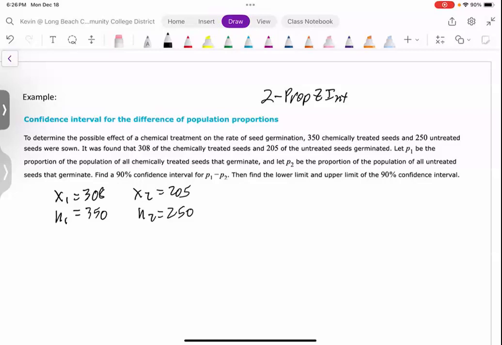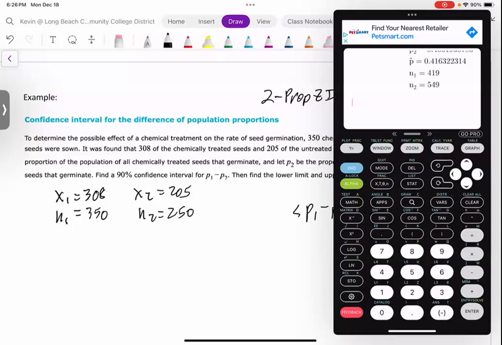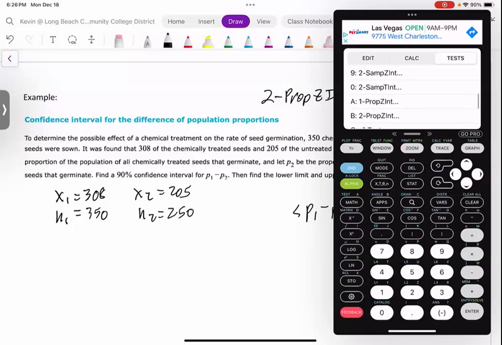Let p sub 1 be the proportion. So we are looking for a confidence interval where we have the difference in the two proportions like this. And we want a 90% confidence level. So in stat tests, we're looking for 2 prop z interval. There it is, B for me.